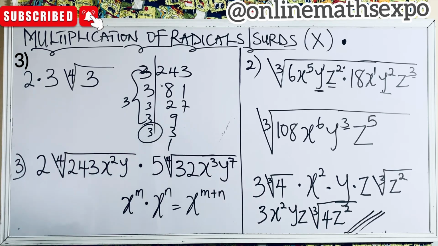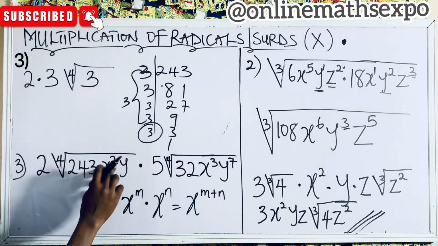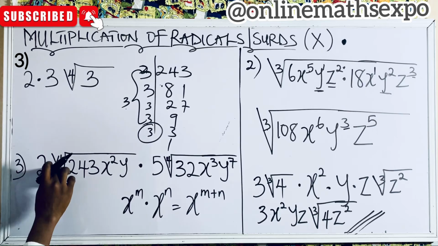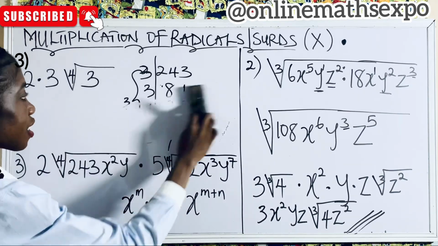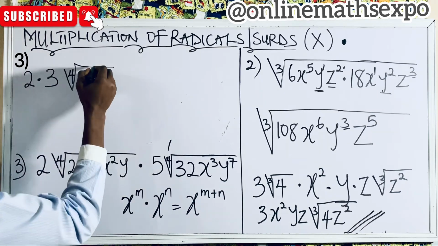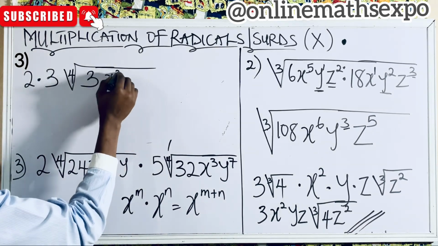Did you see that? Now this is x squared y. They are not up to 4. In that case, we still leave it like that. So we're going to have this. We are still going to remain it in the root.